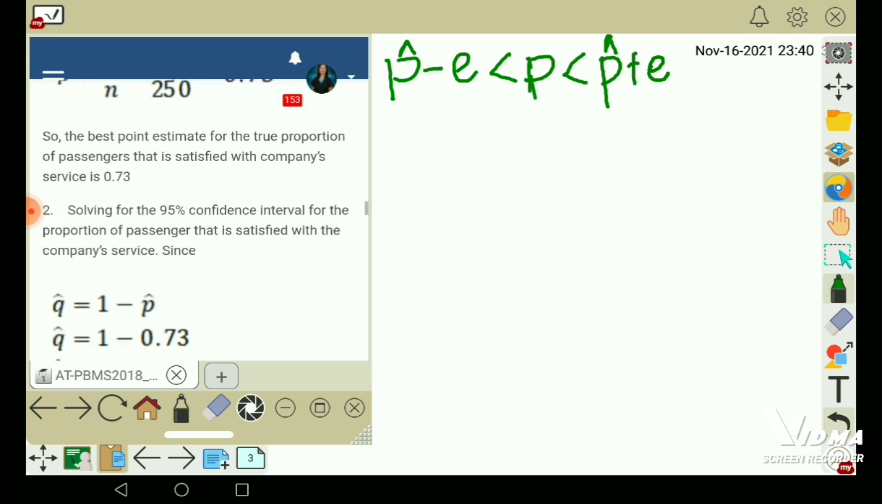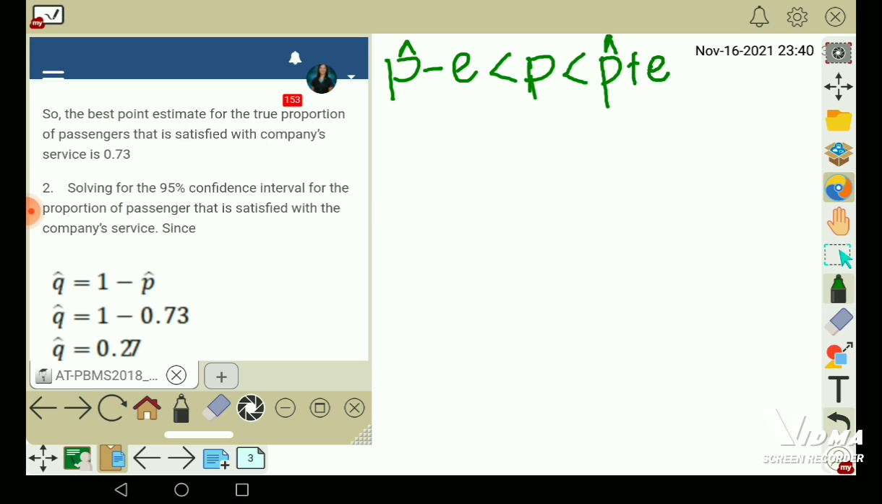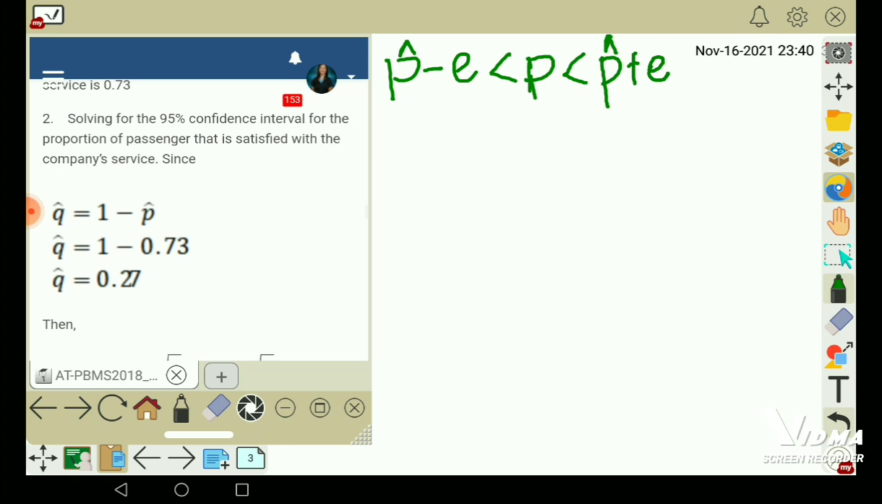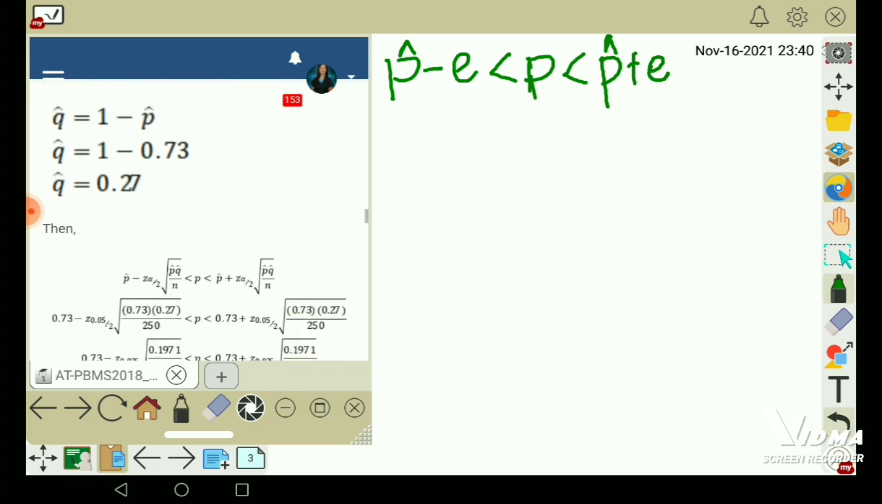Okay, number 2, solving for the 95% confidence interval for the proportion of passengers that are satisfied with the company's service. Remember that we need to find your q hat, or those who are unsatisfied. So we have 1 minus p hat, and p hat is 0.73. So 1 minus 0.73 is 0.27, or 27%, which are not satisfied with the service.